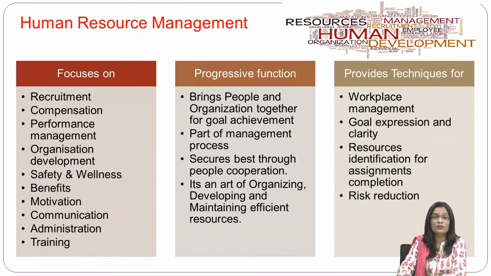Now, it is also said that human resource management is a progressive function. Now, when I say it's a progressive function, basically it aims to bring people and the organization together for goal achievement. Now, when you're bringing the people and the organization together, there's a concept that you all should understand that is called goal congruence.